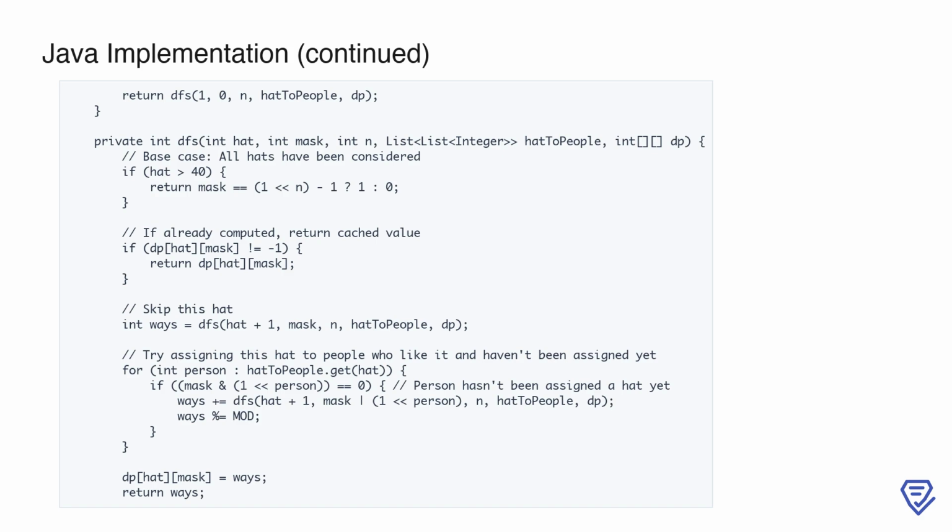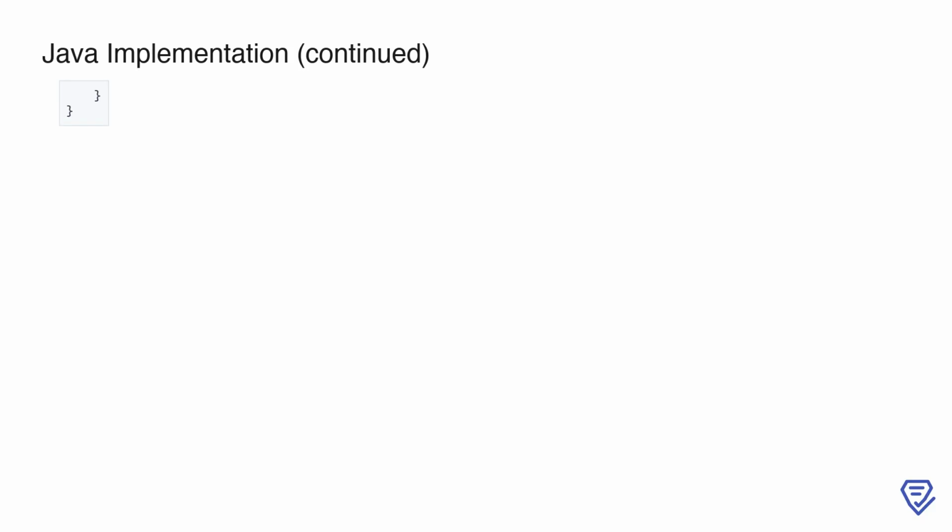We then calculate the number of ways by first skipping the current hat and recursively processing the next. Additionally, for each person who likes the current hat and hasn't yet been assigned one, we try assigning this hat to them. This updates the bitmask and recurses to the next hat. After processing all possibilities, the result is stored in the dp table and returned, ensuring modular arithmetic is applied to prevent overflow. Finally, we close the dfs function and the solution class.